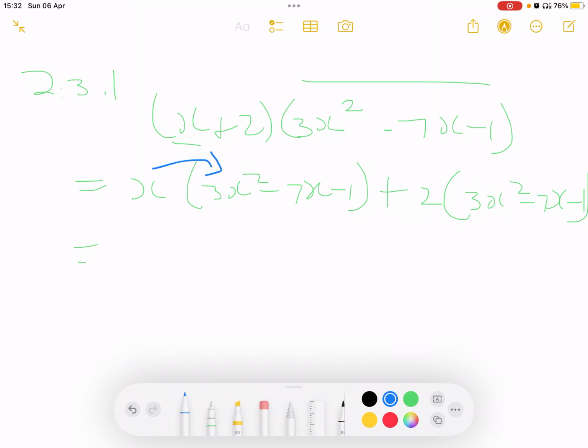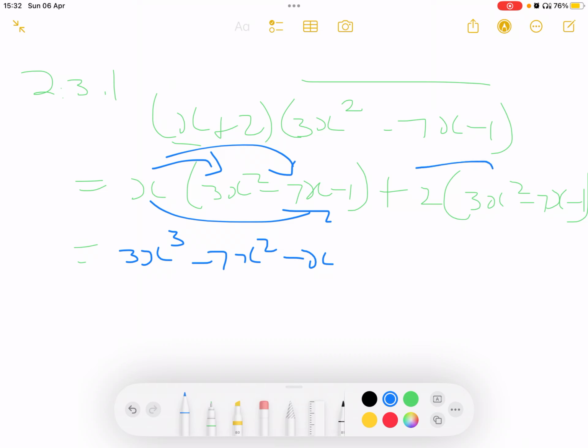Right, this gives us a 3x cubed. This gives us a negative 7x squared. This gives us a negative x. Same, you get plus 6x squared minus 14x and minus 2. Sorry about that, it's a minus 2. Now you group like terms.